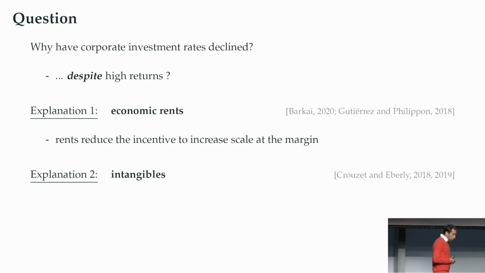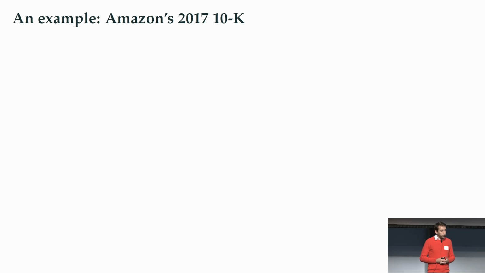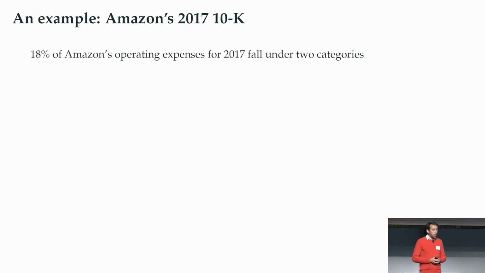So all of these things are assets that firms invest in developing. There are things that cost resources today that will produce output in the future. They're very much conceptually close to the idea of a capital stock. Now let me make this a little more concrete by giving you an example drawn from Amazon's 2017 10K.